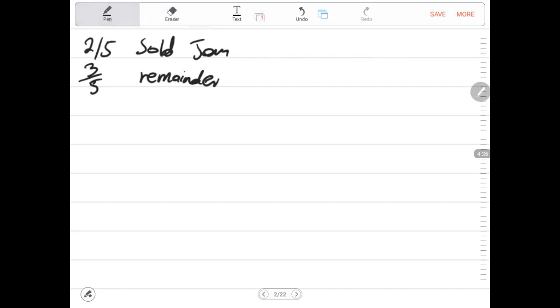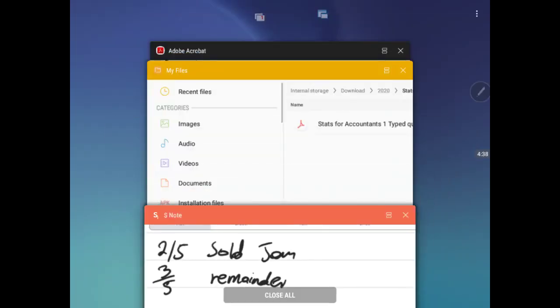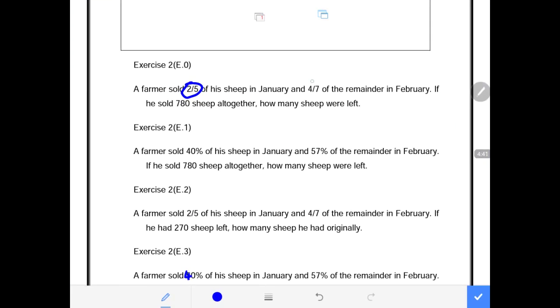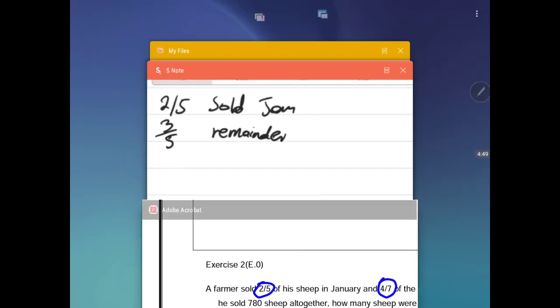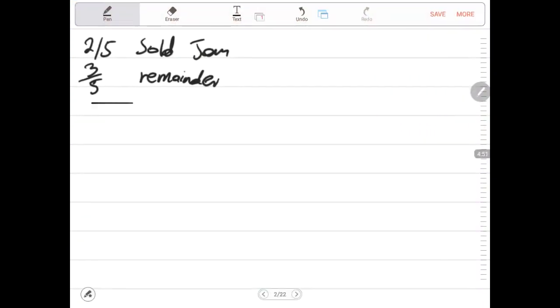Then it further says that he sold 4/7 of the remainder. If he sold 4/7 of the remainder, what does that mean? It means he sold 4/7 of what was left. That means 4/7 multiplied by 3/5.